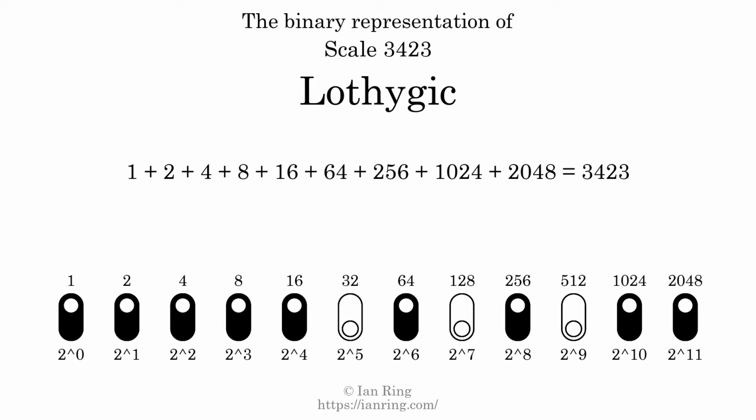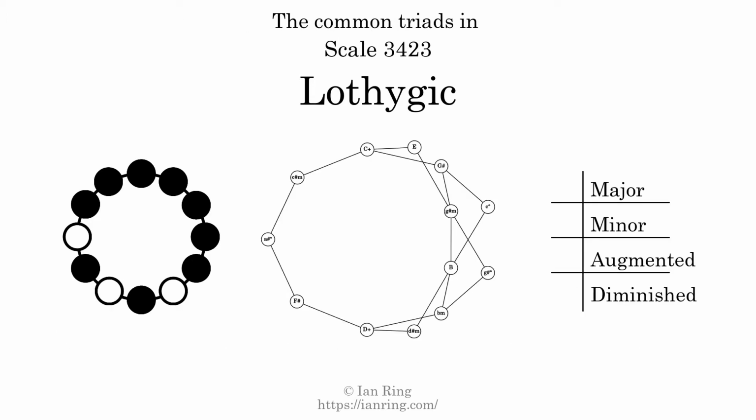3423. The scale number not only enumerates the scale with a unique index, but it also literally describes the tonal content of the scale. Represented as a binary number in base 2, the scale number is 1101010111111. Here are the common triads present in this scale.